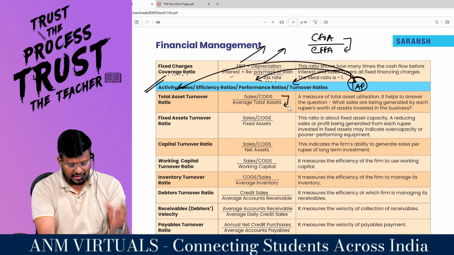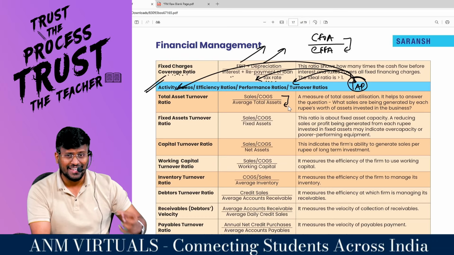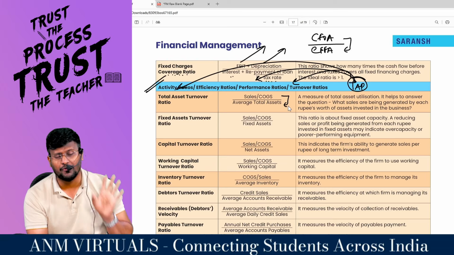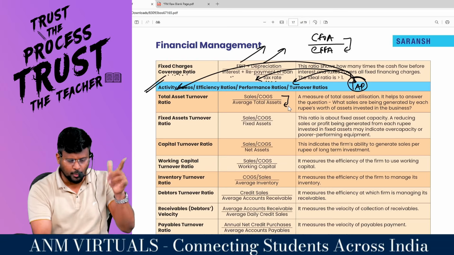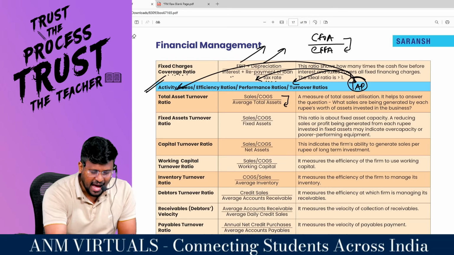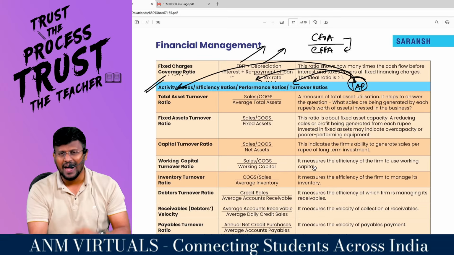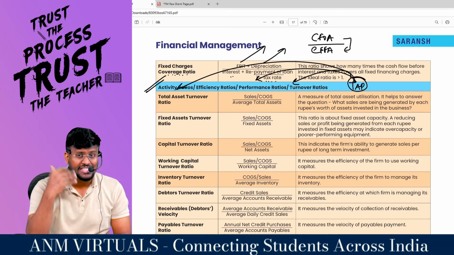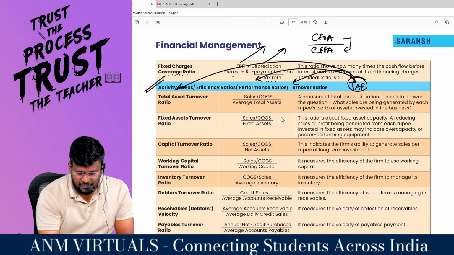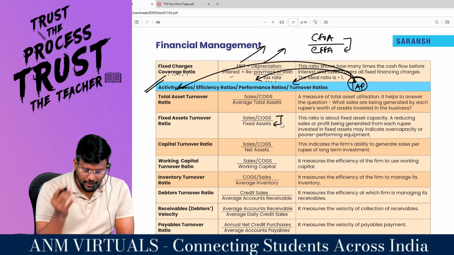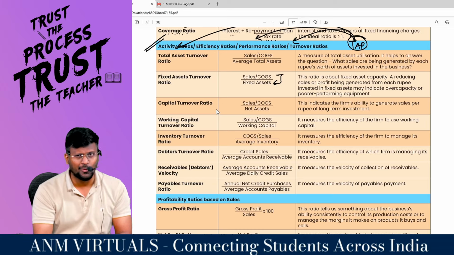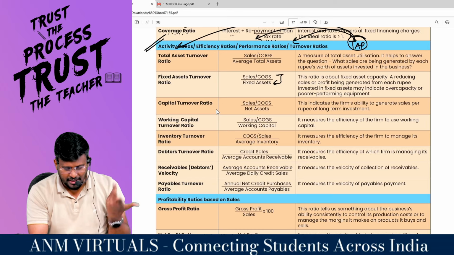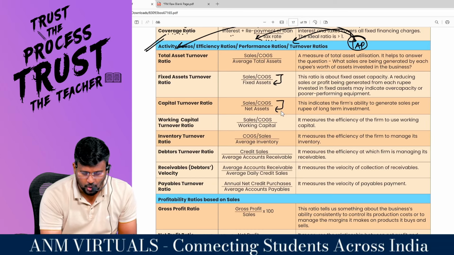That's it. That's sales, or you can take it as cost of goods sold, because inside the sales, profit will be there. So if you remove the profit, you will get cost of goods sold divided by average total asset. Fixed asset turnover ratio: you tell me, sales divided by fixed asset. That's sales or cost of goods sold divided by fixed asset. Capital turnover ratio: sales divided by capital. That's sales or cost of goods sold divided by net asset.